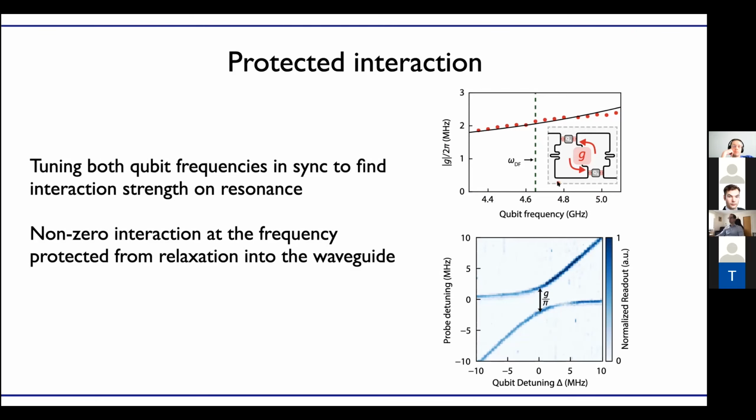frequencies. But what's notable here is, if you remember from the previous slide, at this point, around 4.6 gigahertz, that's where we had the minimum for the decay into the transmission line. So despite being at this point where you have basically no decay into the transmission line, you still have a clear, high non-zero coupling via the transmission line.